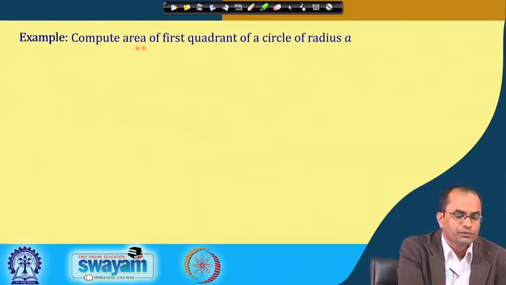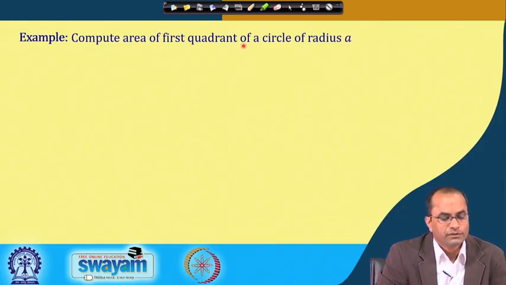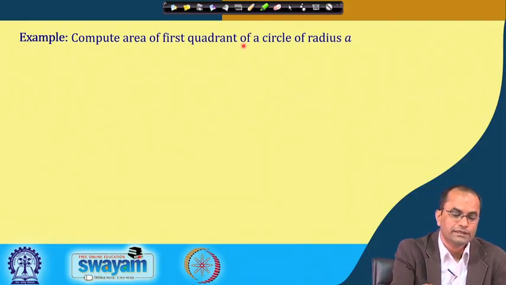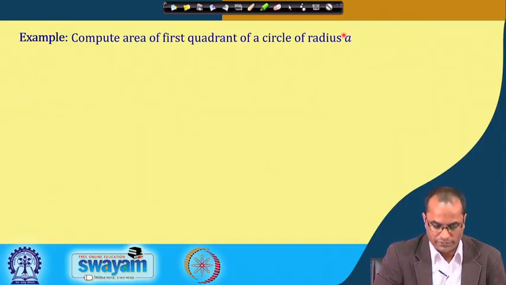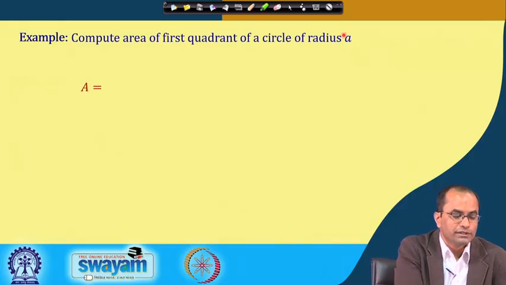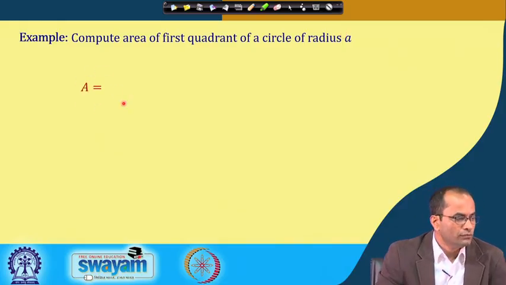Now we want to start with a very simple example: compute the area of the first quadrant of a circle of radius a. So, we have a circle of radius a and we want to compute the area. Again, for the area we just assume that the function f is 1, and then we get this integral over r dr d theta, that will give us the area, as we have done in Cartesian coordinates.